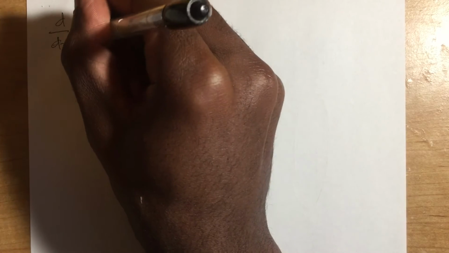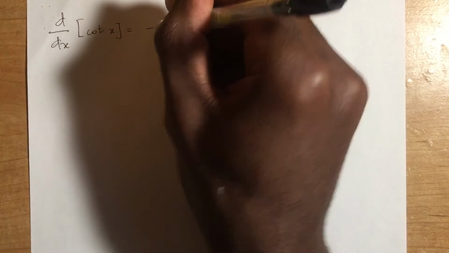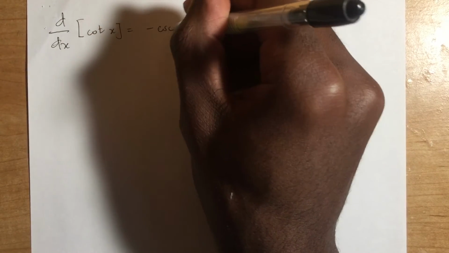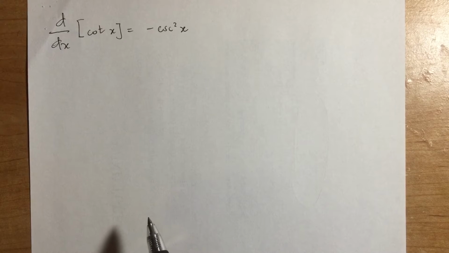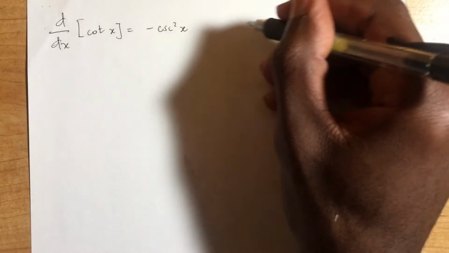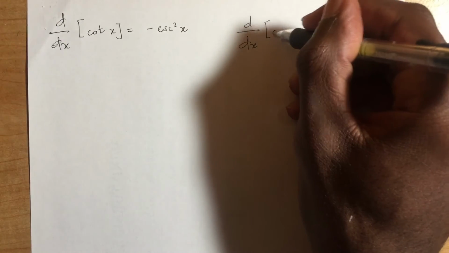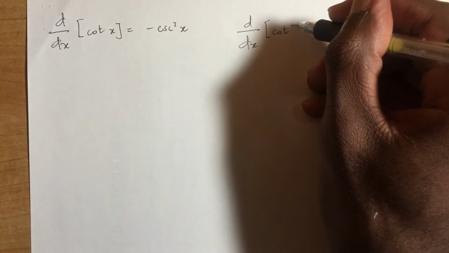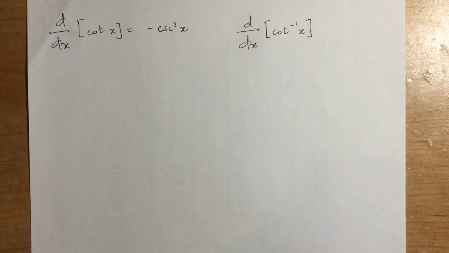So we already know that the derivative with respect to x of cotangent of x equals negative cosecant squared of x, all right? But in this video, we're going to be trying to get the derivative with respect to x of cotangent inverse of x, all right? And how are we going to do that?